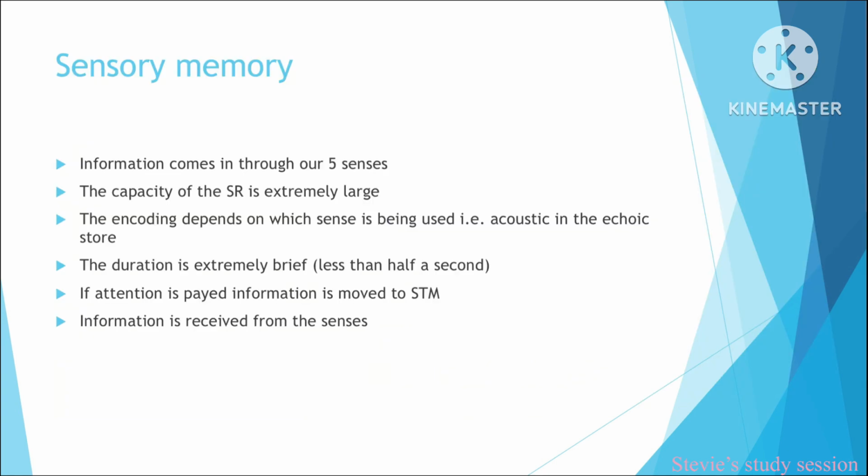So, what is the sensory memory? Information comes through the sensory memory by our five senses. The capacity of the sensory register is extremely large. Encoding depends on which sense is being used. The duration is extremely brief, less than half a second. If attention is paid, information is moved to the short-term memory, and information is received from our senses.